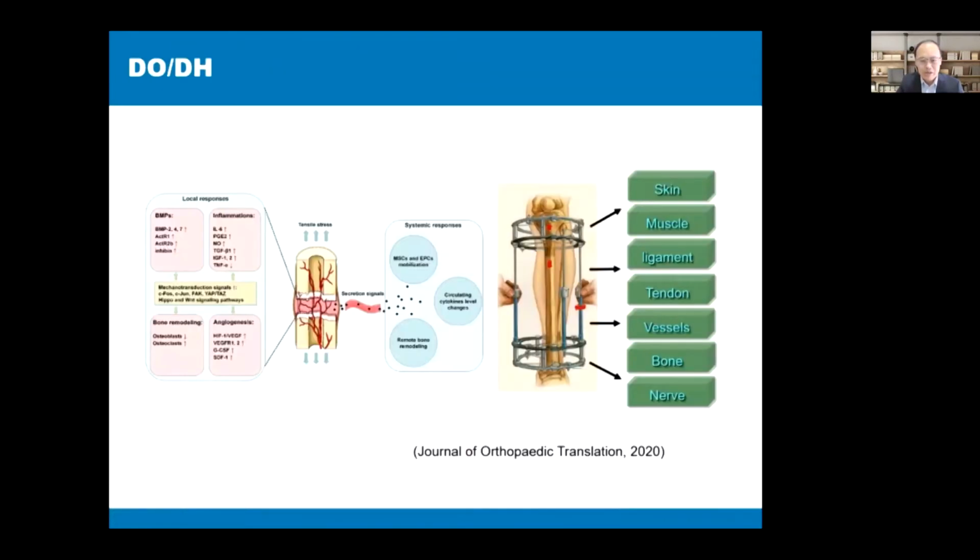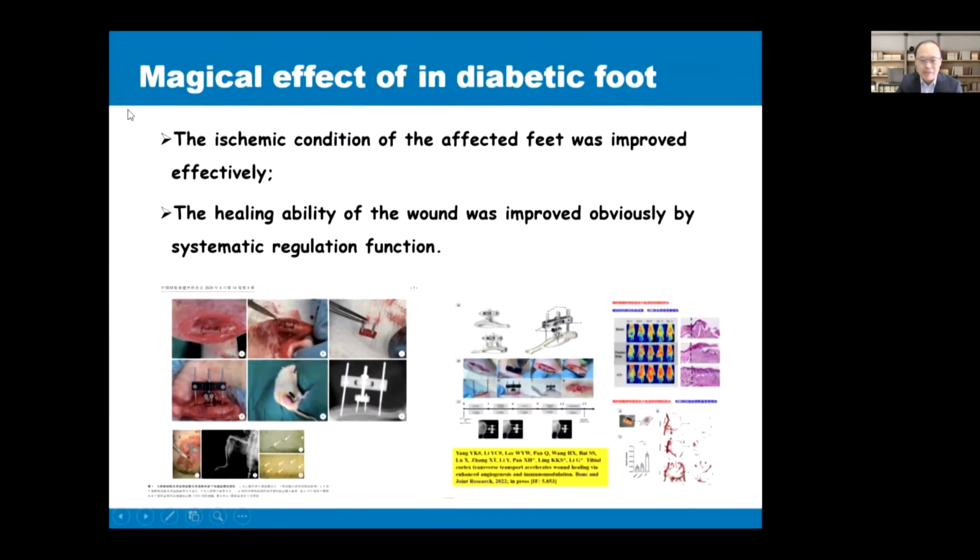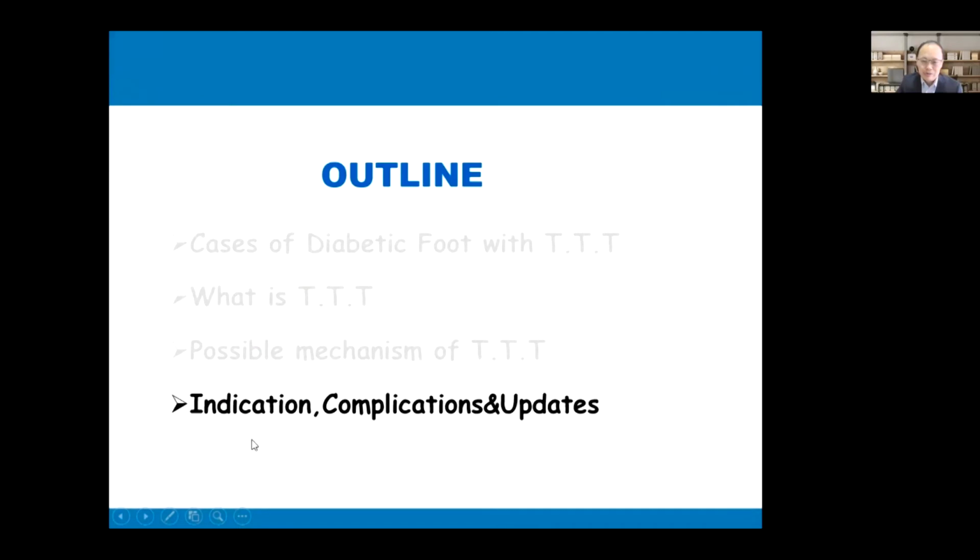What happened? From the mechanism of DO and DH, we found some factors, some BMPs, occurred during the distraction processing. Here is the mechanical effect of the Ilizarov technique applied in diabetic foot. Similarly, based on some experimental research, the ischemic condition of the affected feet was improved effectively, and the healing ability of the wound is improved obviously by the systematic regulation function. Also, some very important things to discuss in the future, maybe.